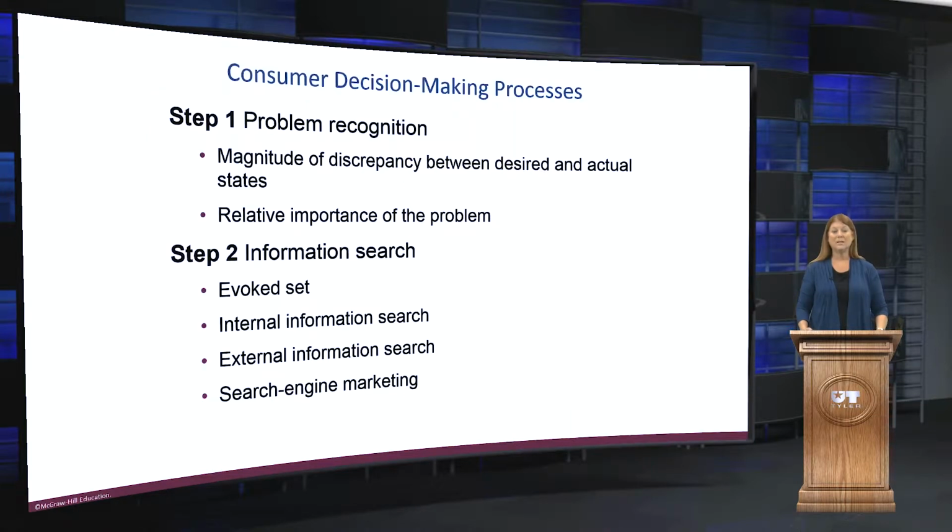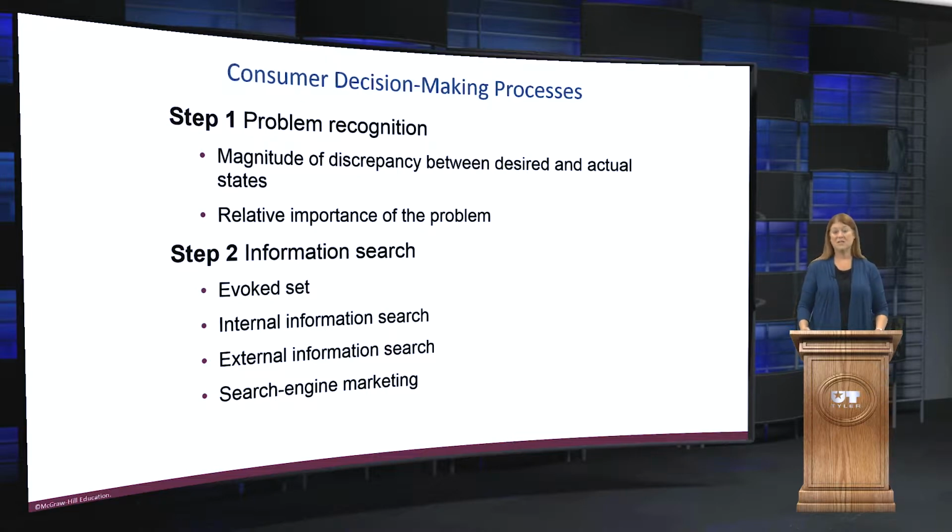So let's dig a little bit deeper in each of these steps. Problem recognition says that there is a discrepancy between what we actually have and what we actually want. So the desired versus the actual states. It also depends on the importance of the problem as far as how urgent it is. That will help us with time. It'll help us with how long we spend on each of these stages.